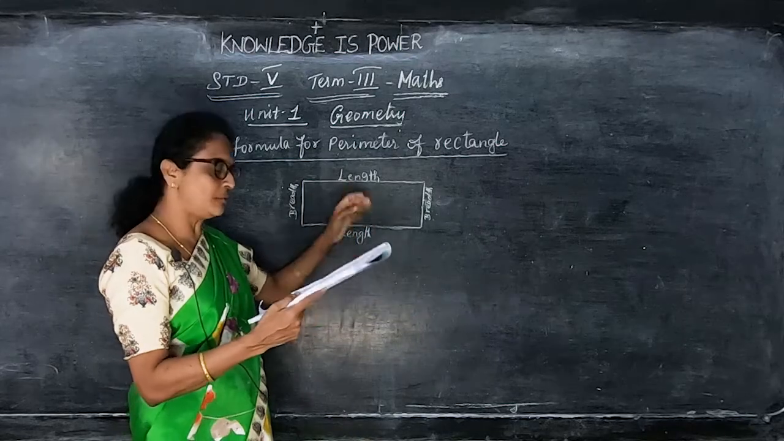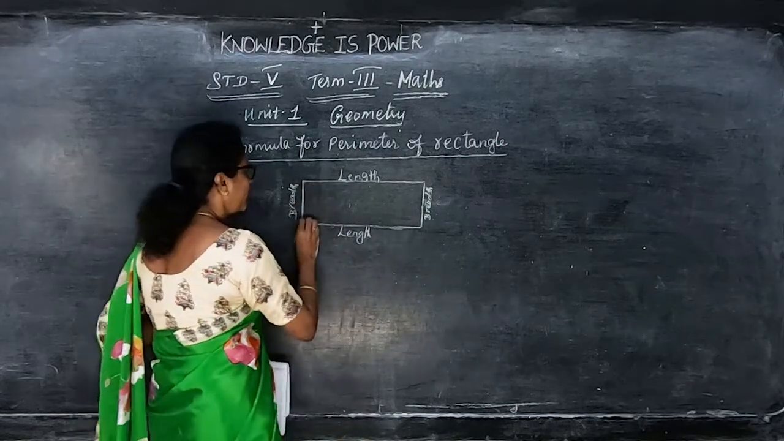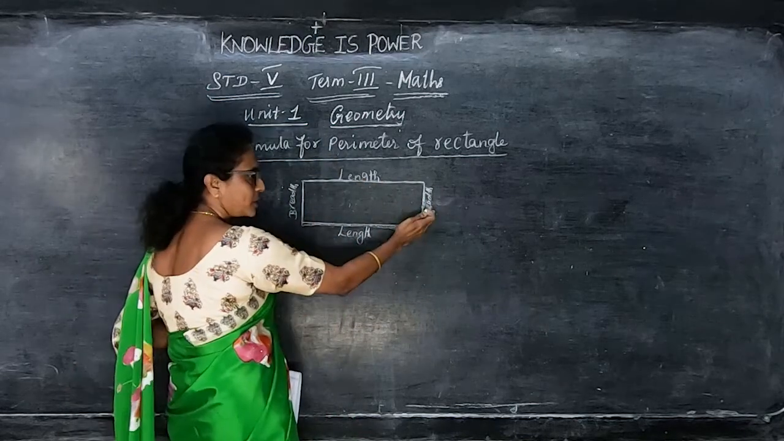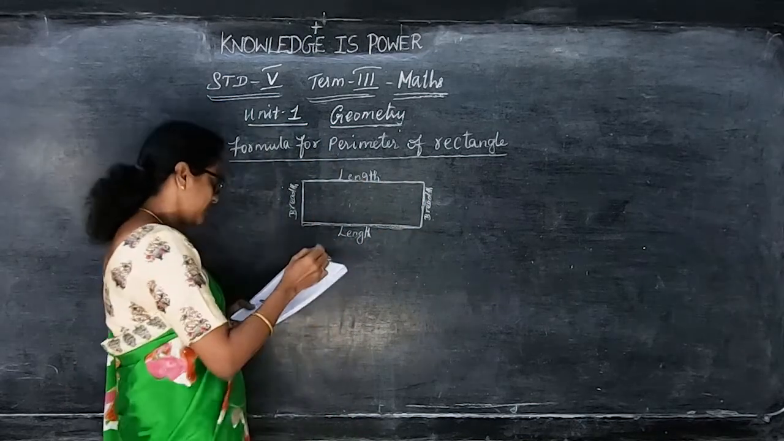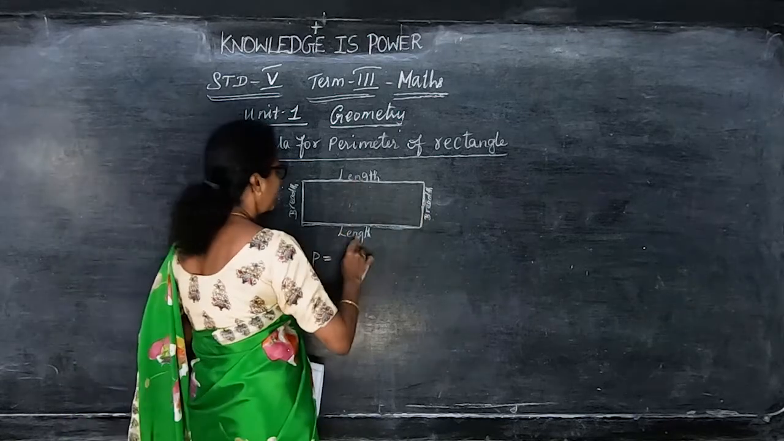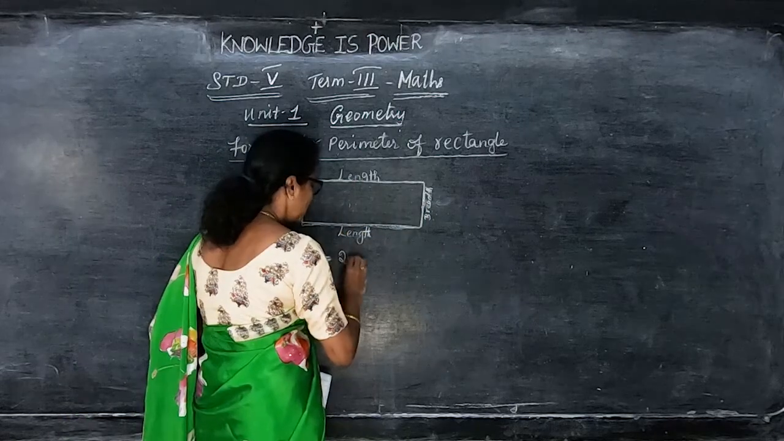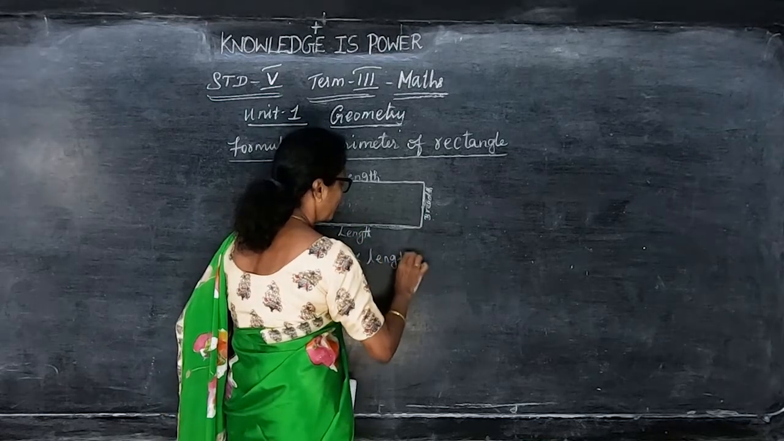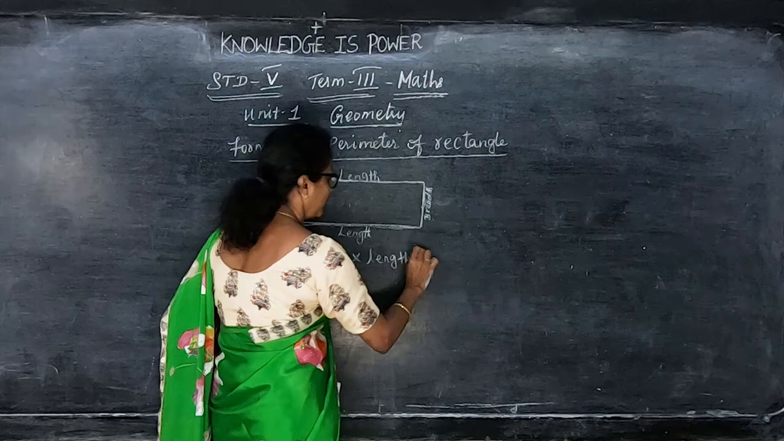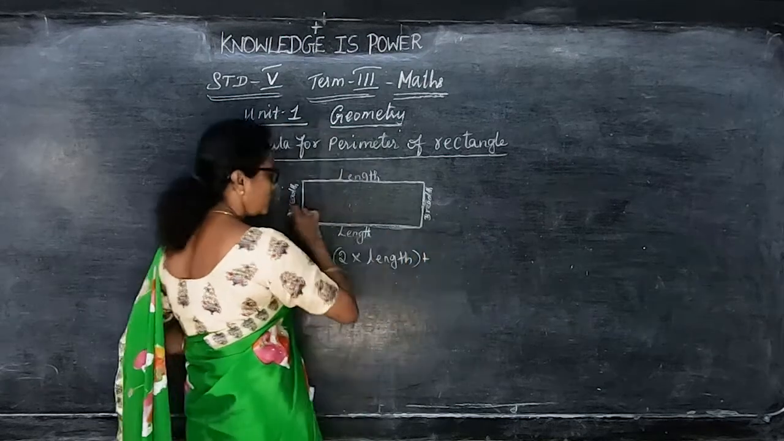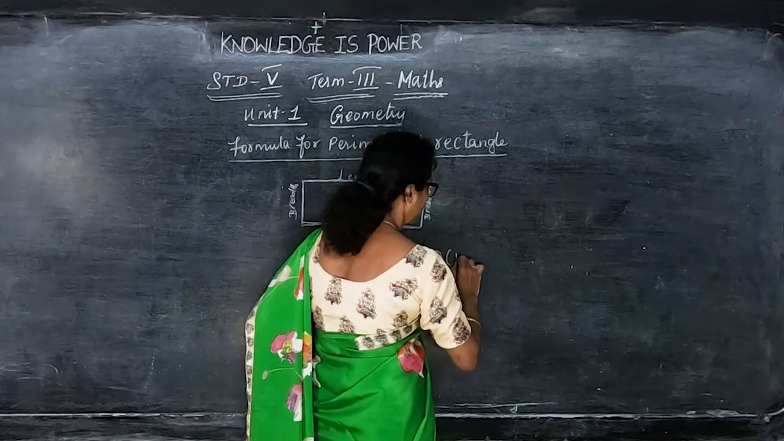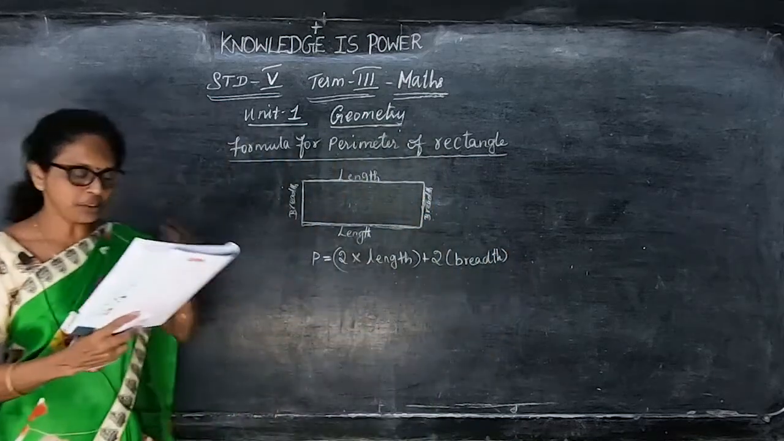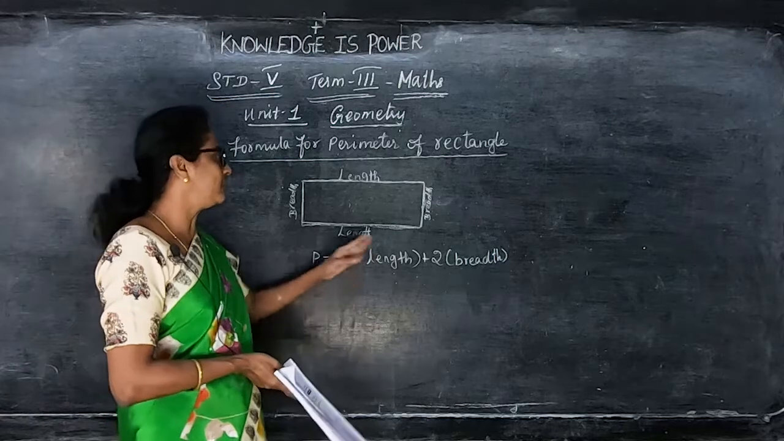So what is the formula for this rectangle? Here perimeter of a rectangle, now all the four sides, opposite two sides and this opposite two sides. So perimeter of a rectangle is equal to length, breadth, length, breadth. How many lengths are there? 2 lengths, right? 2 into length, bracket plus, there are 2 breadths. So 2 length plus 2 breadth. This is the perimeter of the rectangle formula.